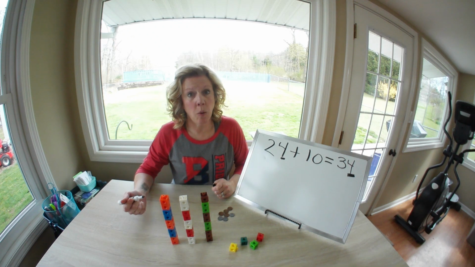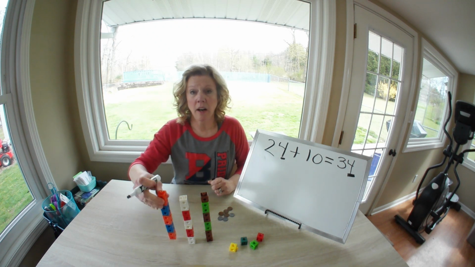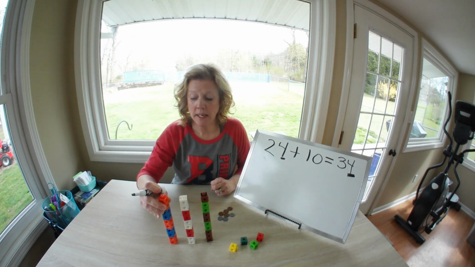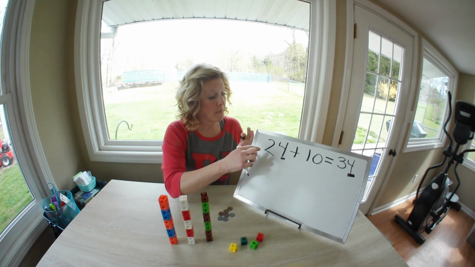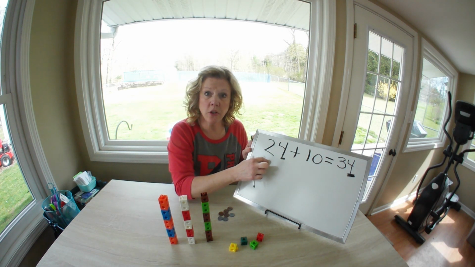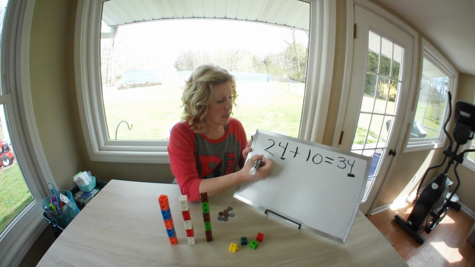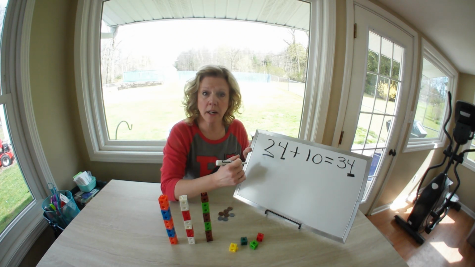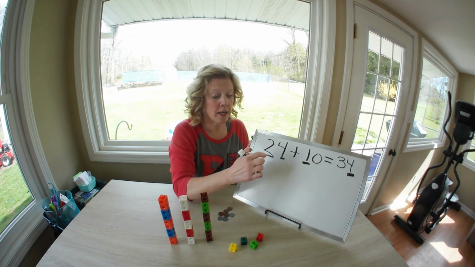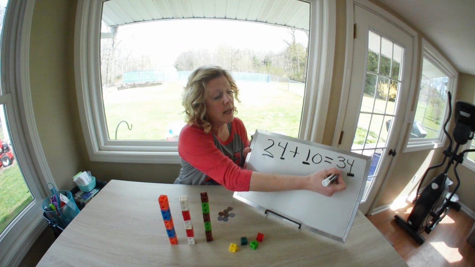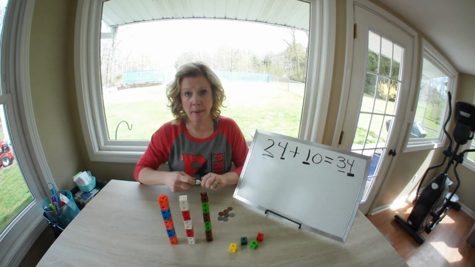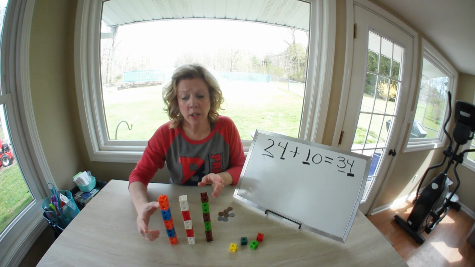So I want you to think about what I did. I added a 10 stick. So that means the only digit from this number that's going to change are my tens, because I have 2 tens here, and now I have 1 10 here. So 2 plus 1 more is my 3. That's how I got that. Now let's take a look at it a little differently.